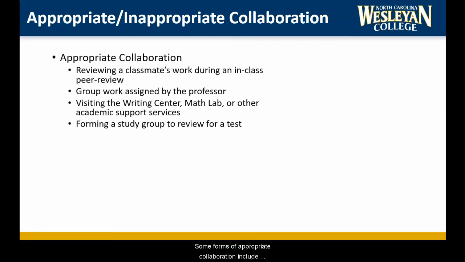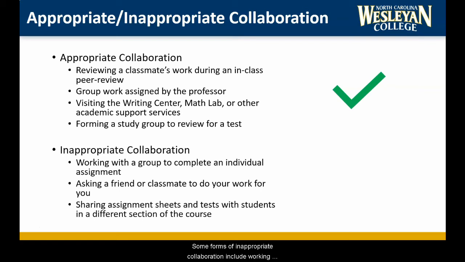Some forms of appropriate collaboration include reviewing a classmate's work during an in-class peer review, group work assigned by the professor, visiting the writing center, math lab, and other academic support services, and forming a study group to review for a test. Some forms of inappropriate collaboration include working with a group to complete an individual assignment, asking a friend or classmate to do your work for you, or sharing assignment sheets and tests with students in a different section of the course.